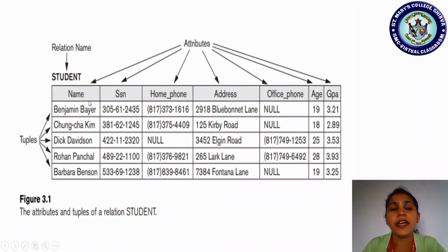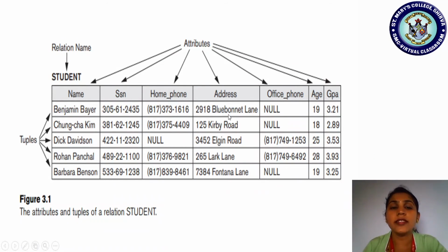So here, I'm fetching a student record, select from the student relation whose grade point average is greater than 2.5. So what should be the output? The select operation has to check all the tuples. My condition is where the grade point average, GPA, is greater than 2.5.